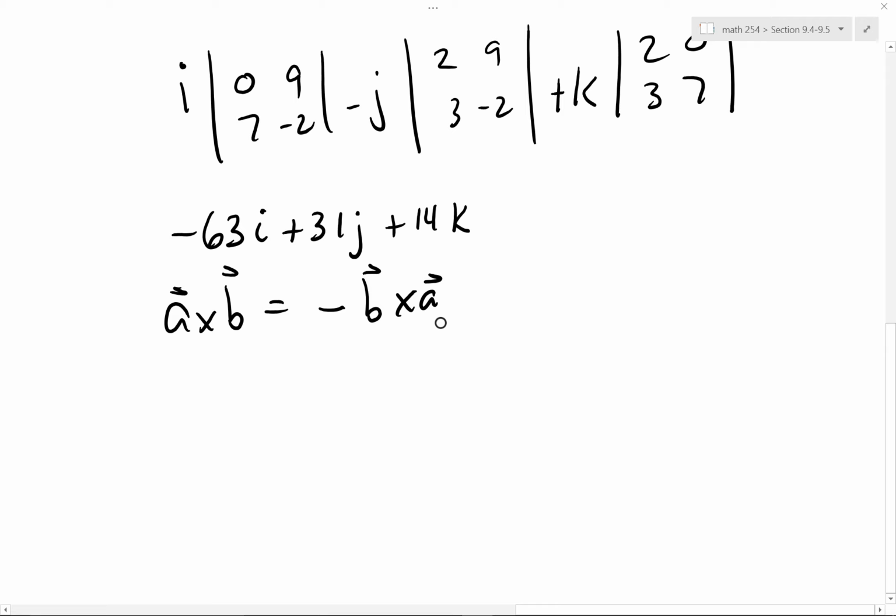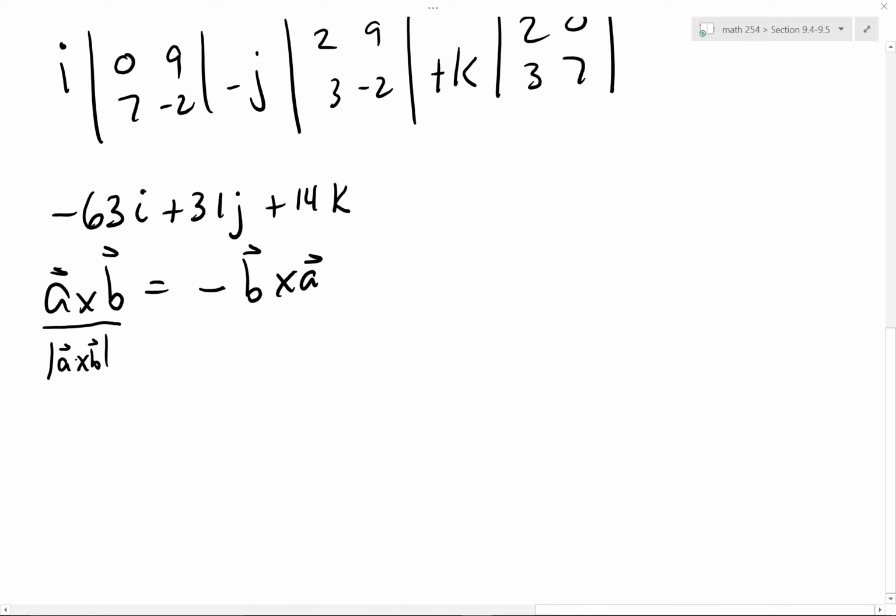So that's kind of a big deal. So check this out. Could you divide out by the magnitude of A cross B? What would that give you? Well, it would give you a vector that is still orthogonal, just one unit long, right?